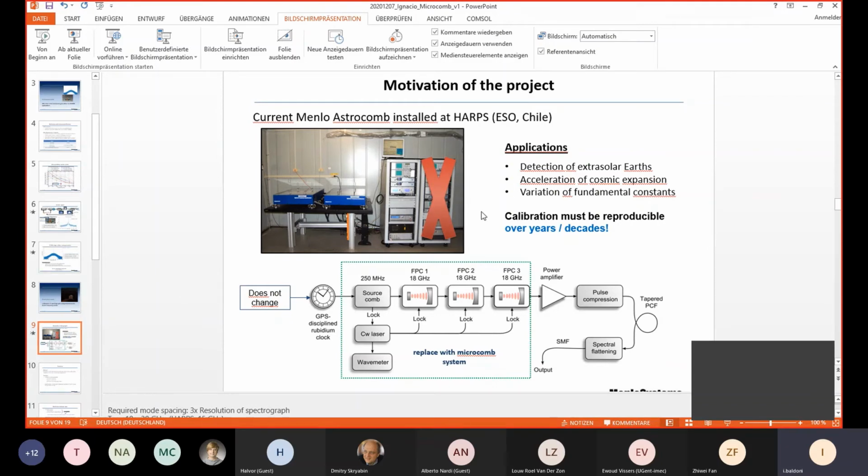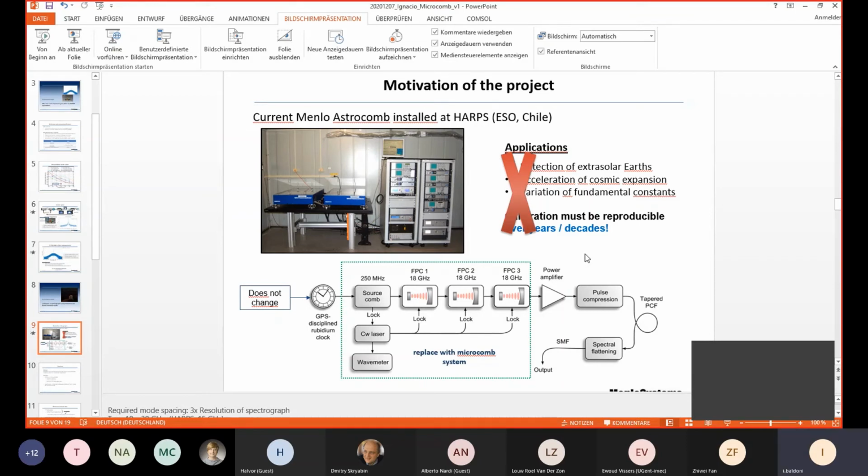The problem of this concept is that it's rather complex. Here is a picture of the Menlo Astrocomb installed at ESO in Chile, with the ESO collaboration. And the system is, as I said, very complex. We have 3 Fabry-Perot cavities that need to be locked all at the same time. And after that, we even have to work with a power amplifier, a pulse compression, and spectral broadening, among other difficulties.